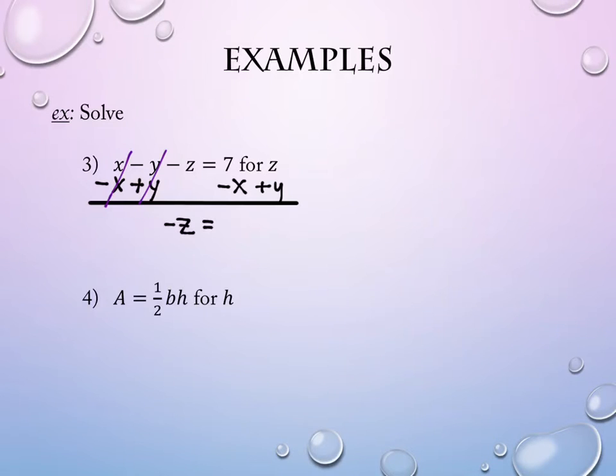Now at the moment I still have the negative in front of the z. I'll have to deal with that as a second step. But what I have now is a combination of these pieces all written side by side because they can't combine. 7 minus x plus y. Okay, so far so good?